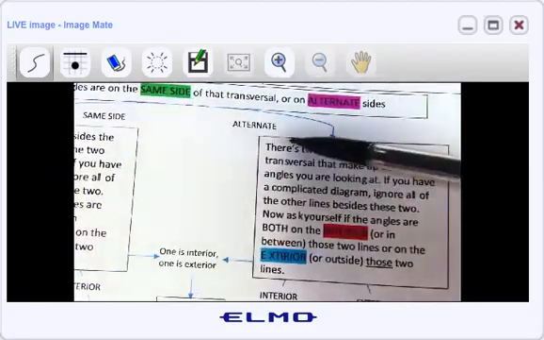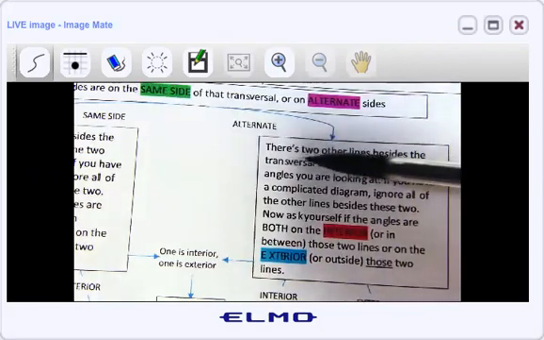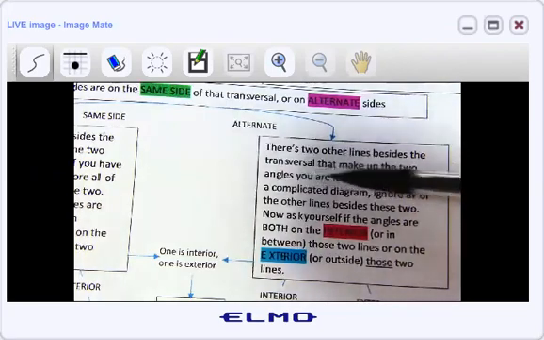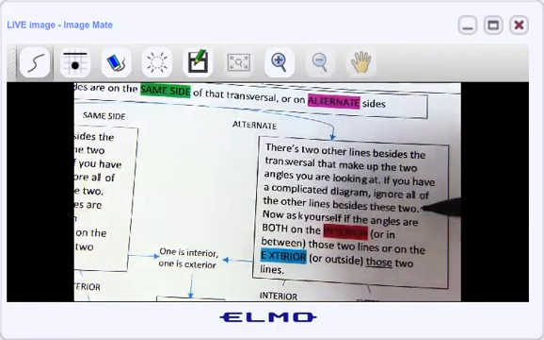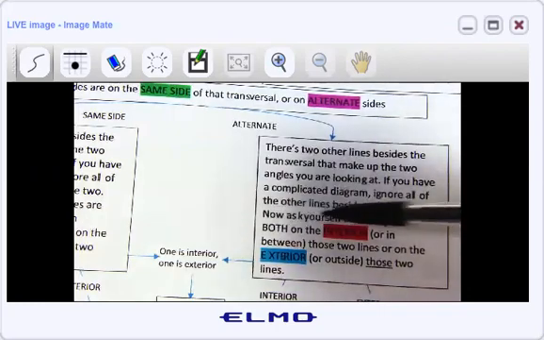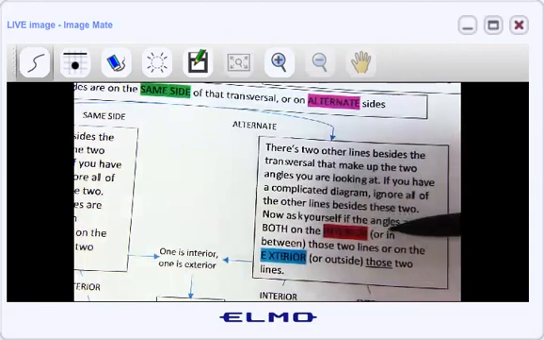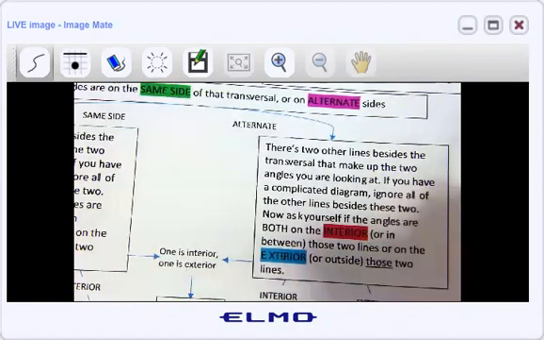It says, there's two other lines besides the transversal that make up the two angles you're looking at. If you have a complicated diagram, ignore all of the other lines besides these two. Now, ask yourself if the angles are both on the interior, or in between those two lines, or on the exterior, or outside of those two lines. Okay, let me show you what I mean.